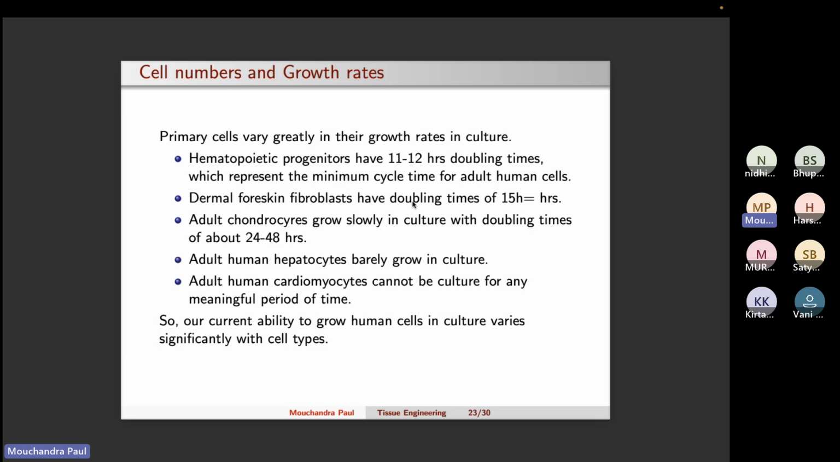Whereas dermal fibroblasts have around 15 hours of doubling. But if you look at adult chondrocyte cells that are taken from cartilage tissue, they grow relatively slowly, with a doubling time of 24 to 48 hours. Whereas the hepatocyte cells taken from an adult human barely grow in culture. And if you look at the cardiomyocytes, the heart muscle cells, they cannot grow in culture in any meaningful time. So our current ability to grow human cells in culture varies significantly with each cell type.